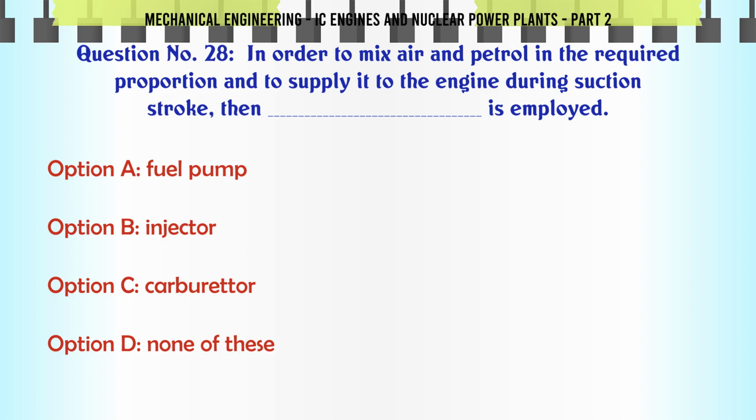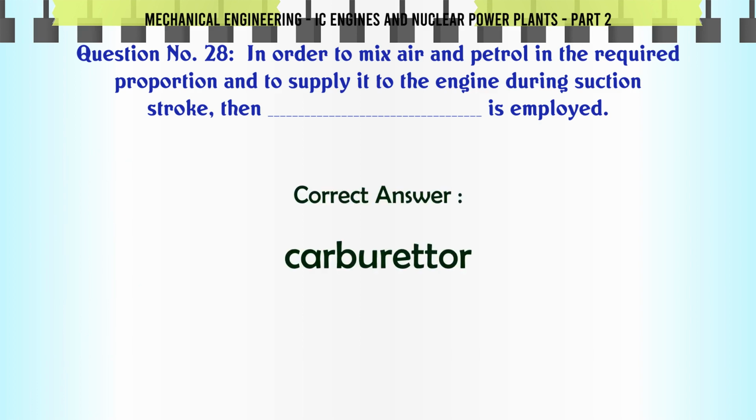In order to mix air and petrol in the required proportion and to supply it to the engine during suction stroke, which is employed? A. Fuel pump. B. Injector. C. Carburetor. D. None of these. The correct answer is carburetor.